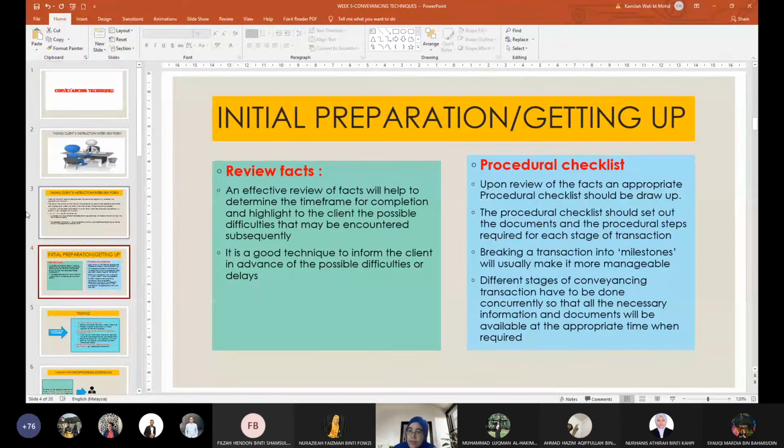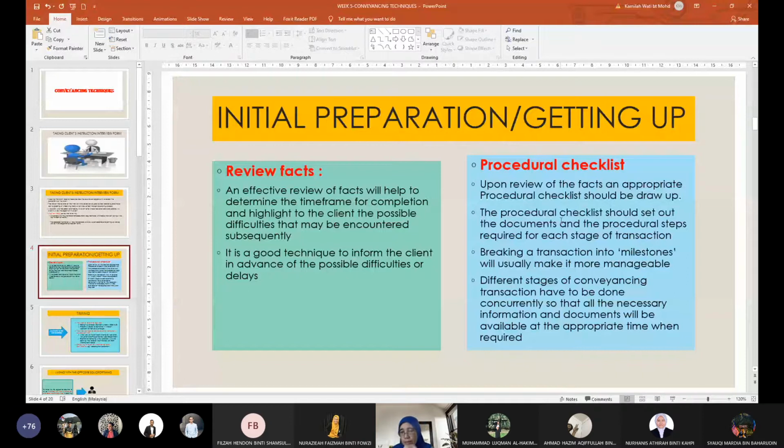Review facts. Upon review of the facts, an appropriate procedural checklist should be drawn up. Biasanya legal firm dia akan ada checklist. Tadi interview form tu satu, ialah borang yang you guna masa interview. Dan next one ialah procedural checklist. Contohnya dalam file tu kita akan ada procedural checklist yang kita akan tick the process. Maksudnya land search dah buat, IC client dah ambil, fees mungkin dah bayar partly, semua tu ada dalam checklist.